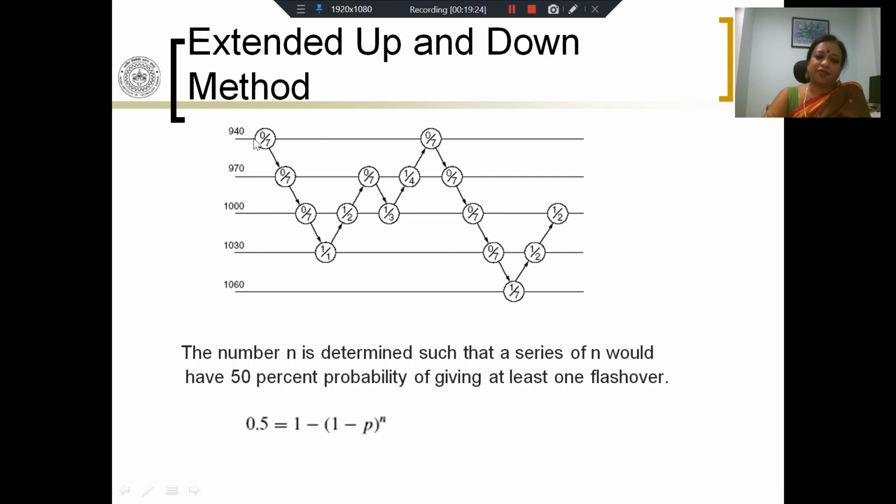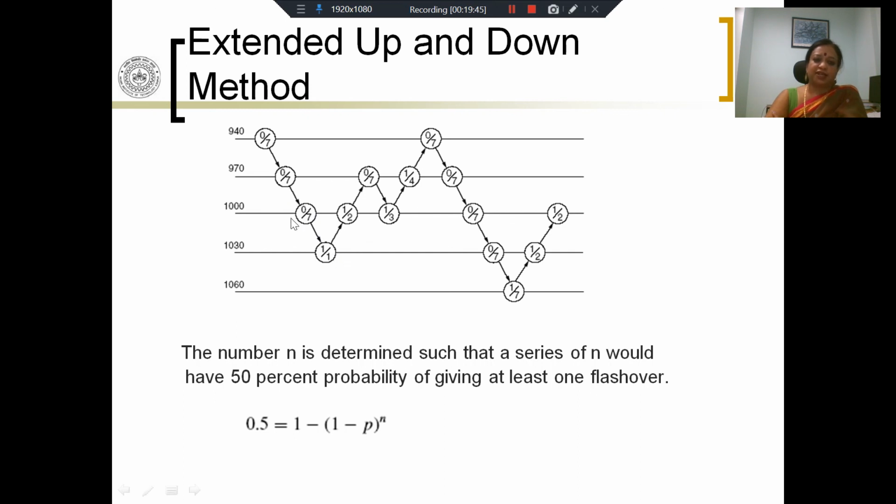So at 940, we apply 7 shots. And all 7 shots have been withstood. So we up the voltage by delta V. In this case, as you can see, we have taken a delta V of 30. Again, apply 7 shots. Withstood. Increase. Again, apply 7 shots. Again, no breakdown. Again, increase.